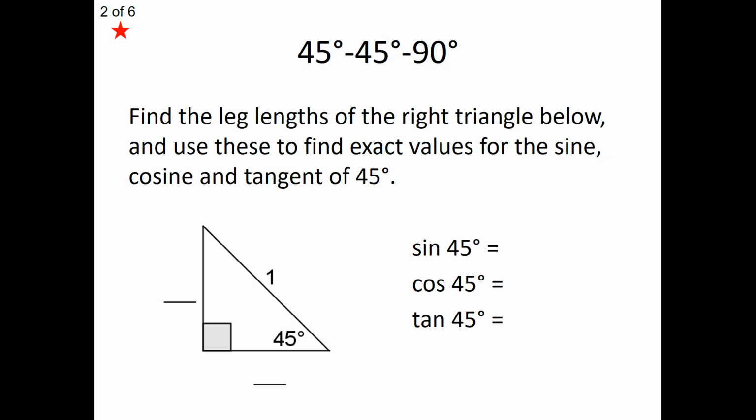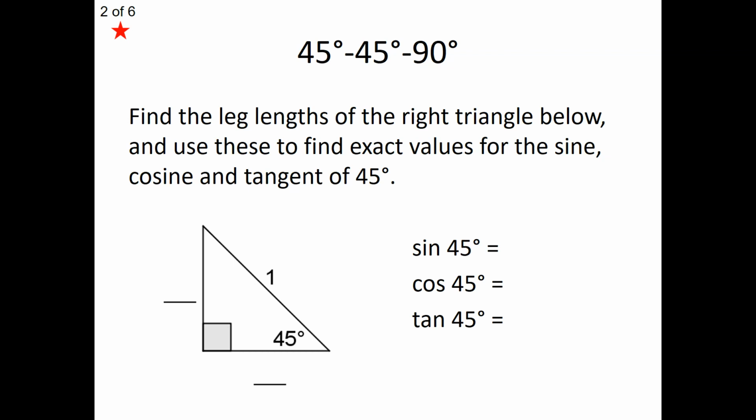Now, I've already got a diagram here set up of a special right triangle. What you'll notice is that I have strategically labeled the hypotenuse with a length of 1. I did that because once we have the hypotenuse length of 1, it actually cleans up our sine, cosine, and tangent functions a little bit.